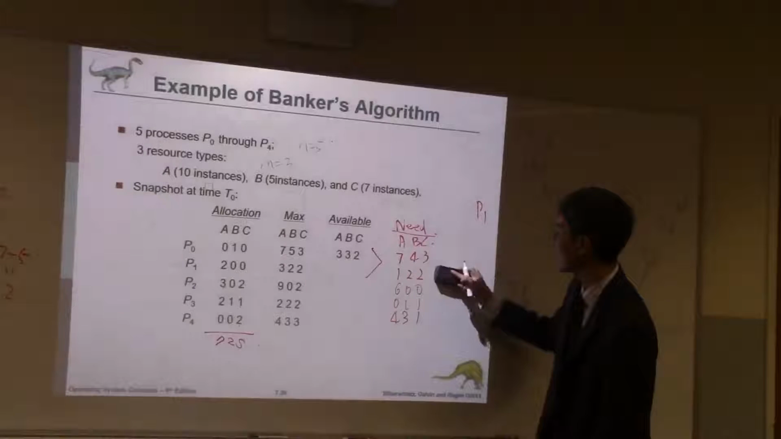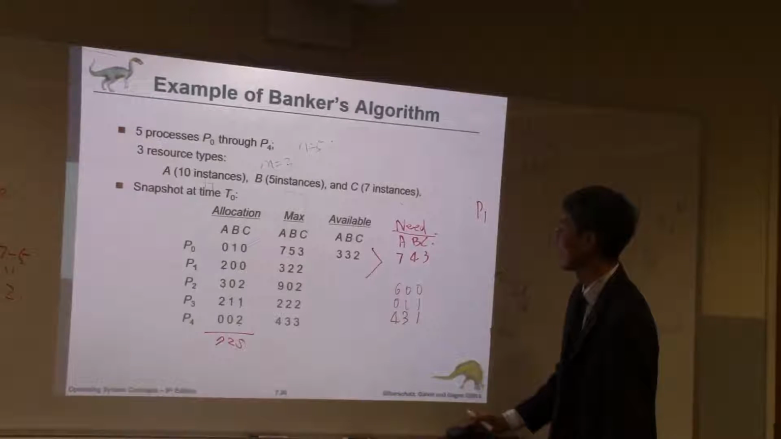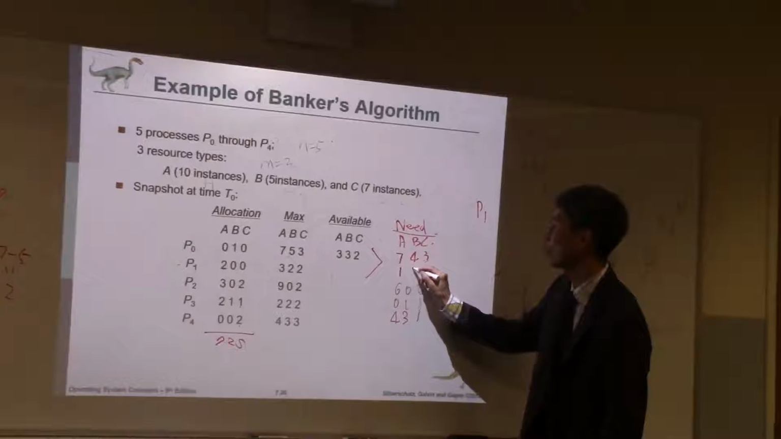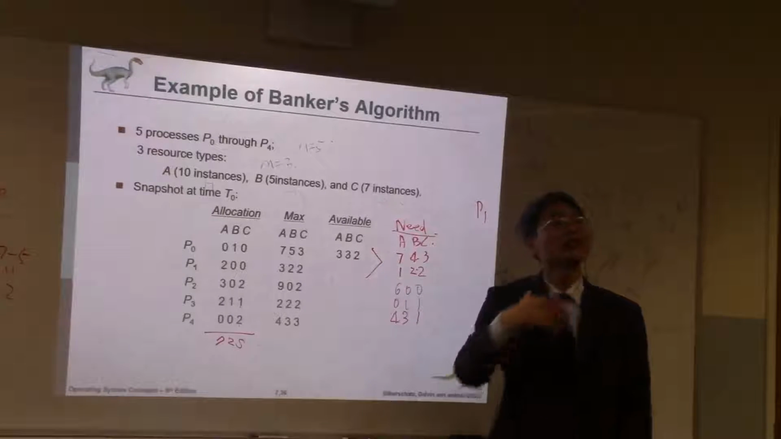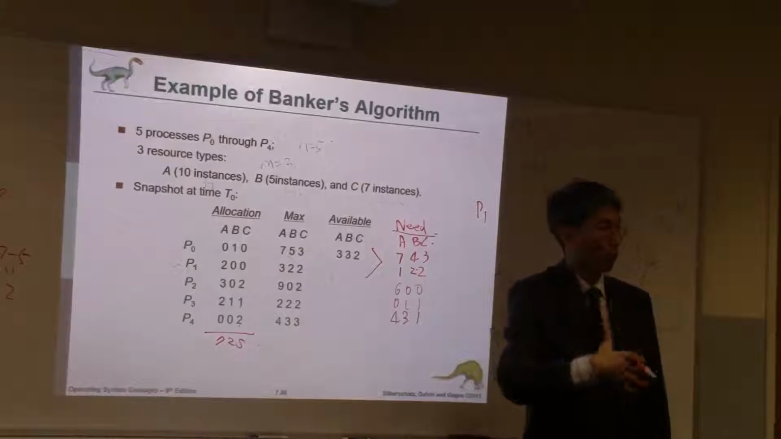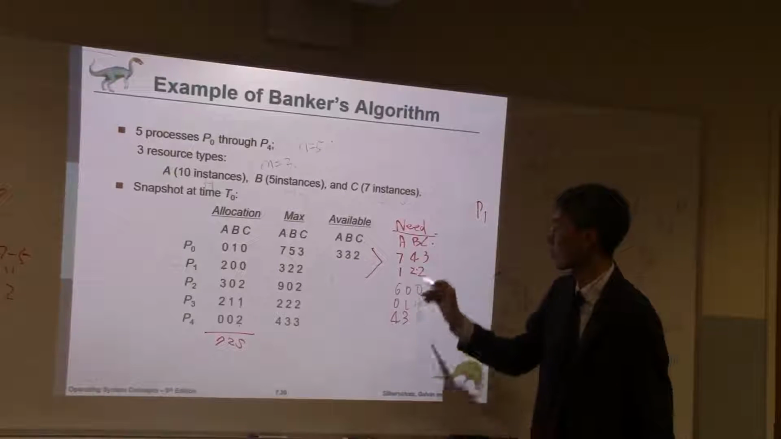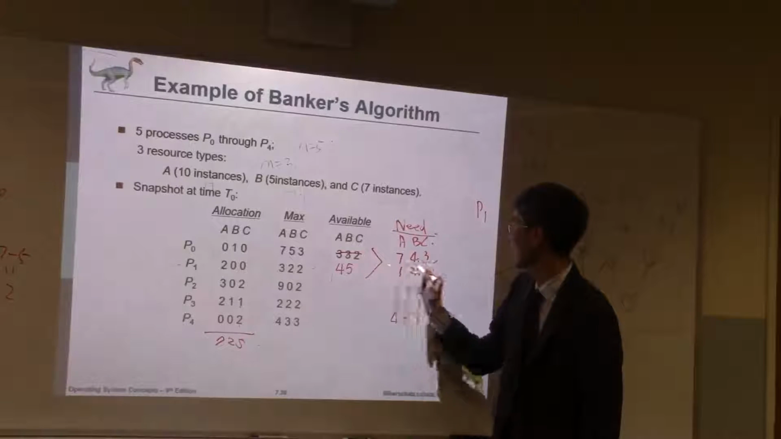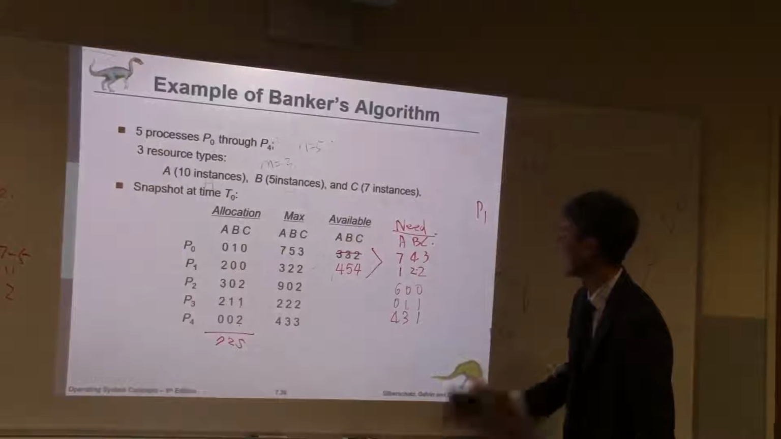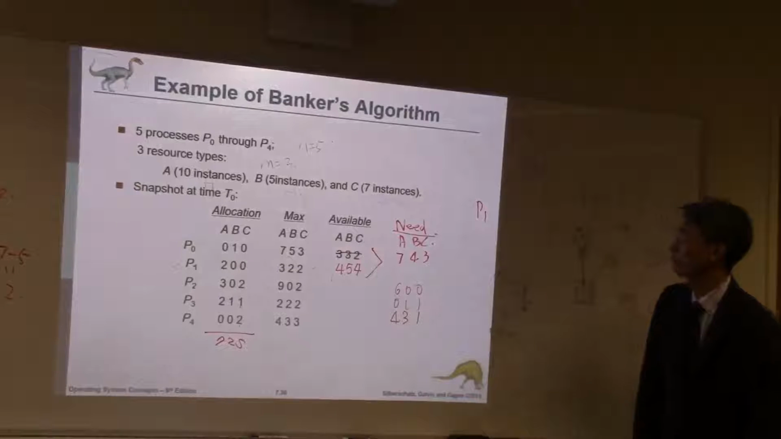Once this one is terminated, 1, 2, 2 can be added to the available, right? Because you can return the resource. So this will be 4, 5, 4. Then P1 is terminated.